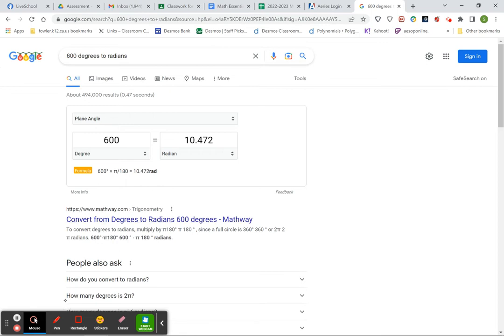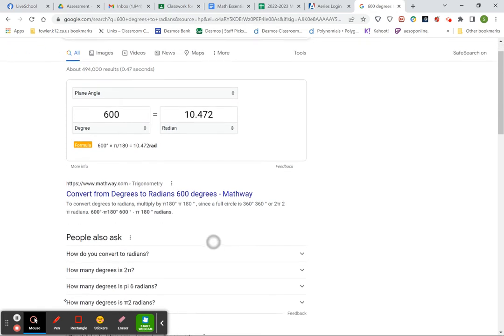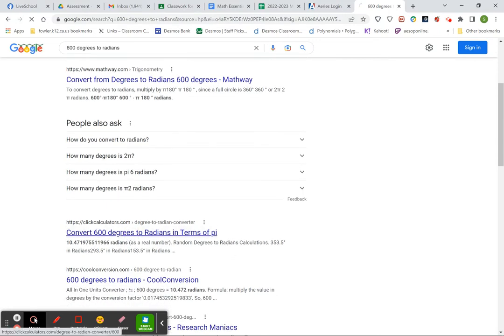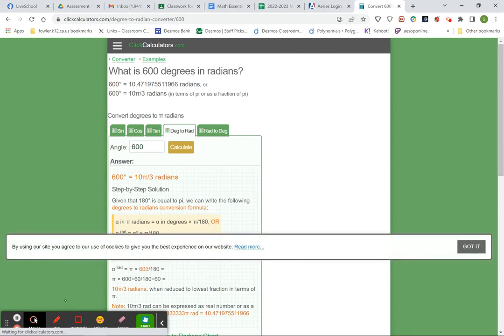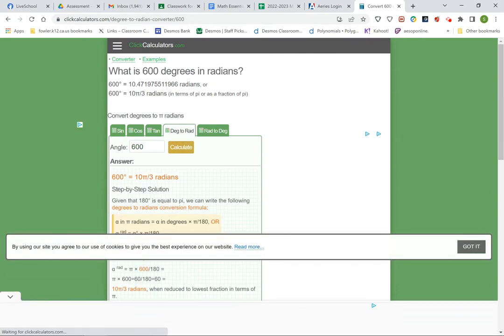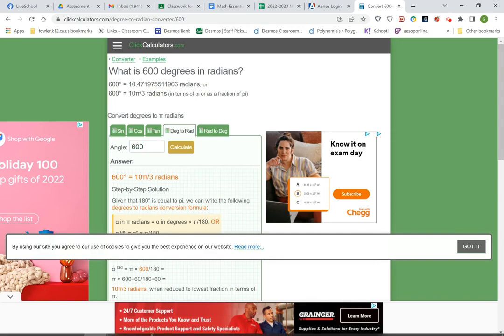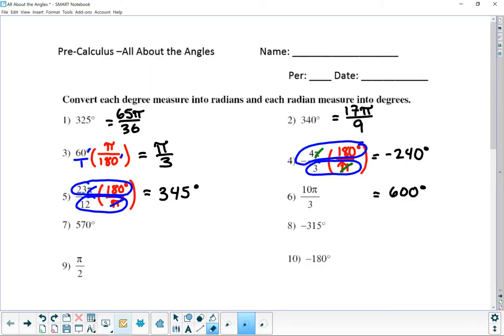Not really nice here. This isn't what I want. Click calculator. Let's see what this one says. Calculate. Oh, right here. See? 600 degrees is 10 pi over 3 radians, right? So you can definitely use Google to help you a little bit, but 600 degrees is 10 pi over 3 radians, okay? And vice versa.